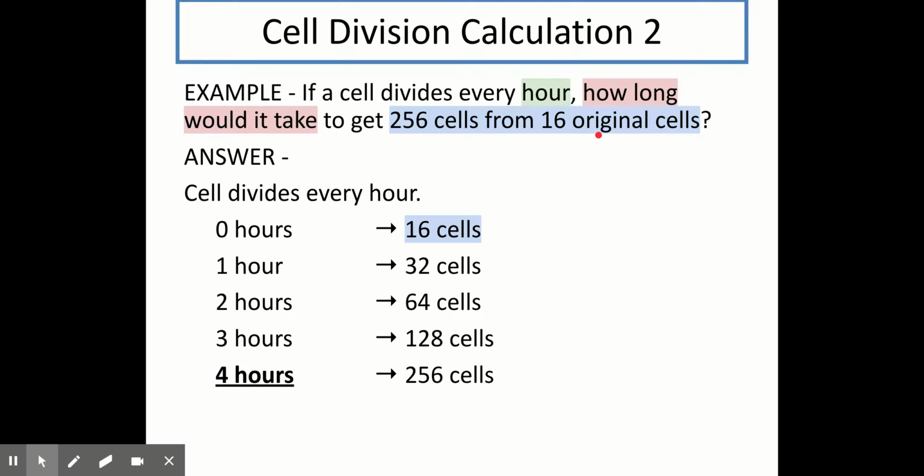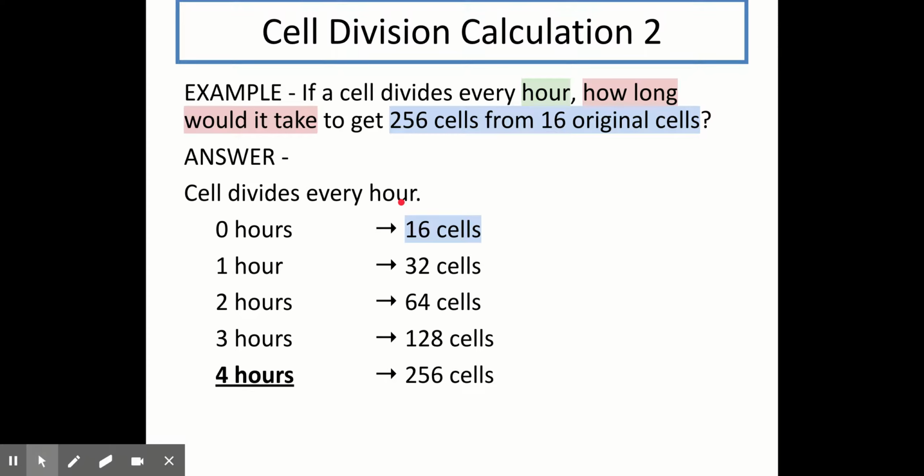So one final question, which is the hardest one they might give. This question asks, if a cell divides every hour, how long would it take to get 256 cells from the 16 original cells? So this question is the same structure as the last one we did. However, this time we aren't starting from one cell like all the other examples. We're now starting with 16 cells. So the cell divides every hour. Starting with the cells first, we are beginning with 16 cells, not just one, and we're just doubling each time until we get to 256. So we're starting at 16 and we're aiming for 256.